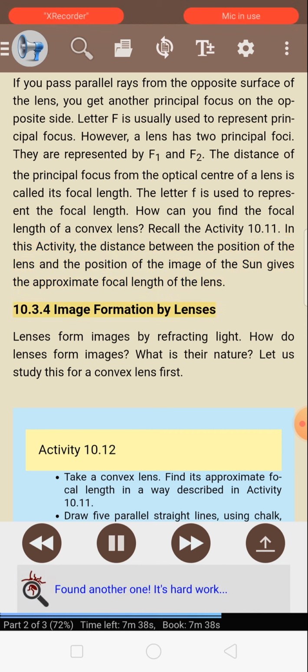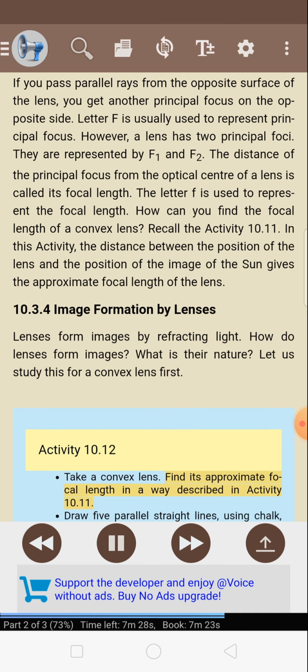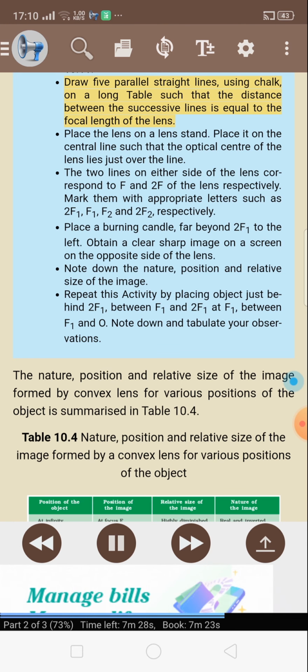10.3.4 Image formation by lenses. Lenses form images by refracting light. How do lenses form images? What is their nature? Let us study this for a convex lens first. Activity 10.12. Take a convex lens. Find its approximate focal length in the way described in Activity 10.11. Draw 5 parallel straight lines using chalk on a long table such that the distance between the successive lines is equal to the focal length of the lens.